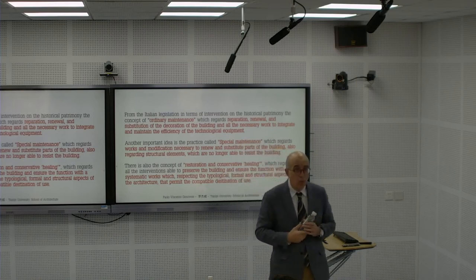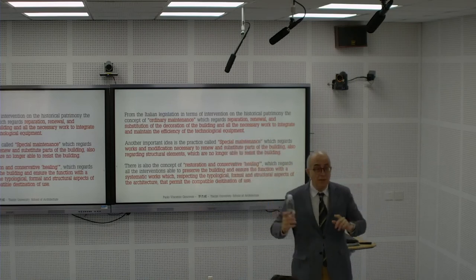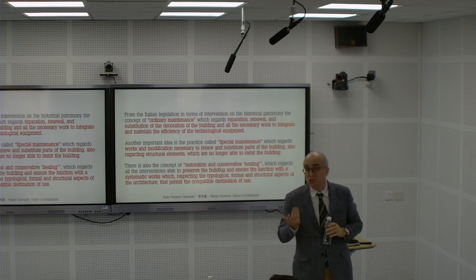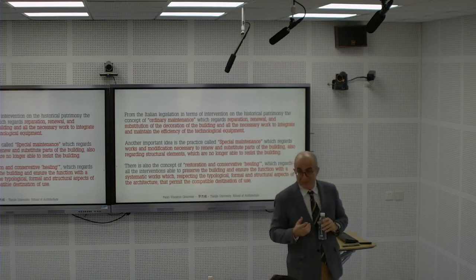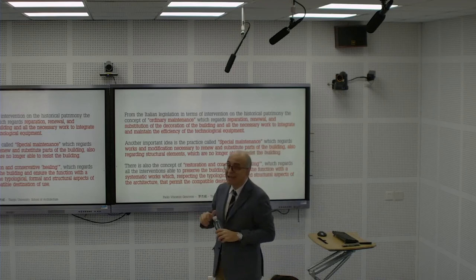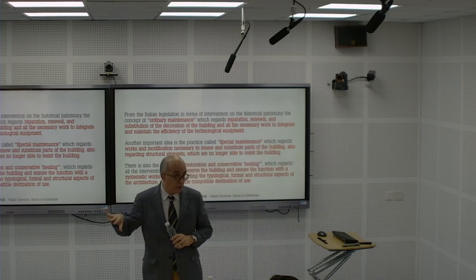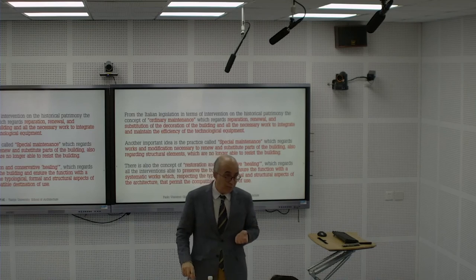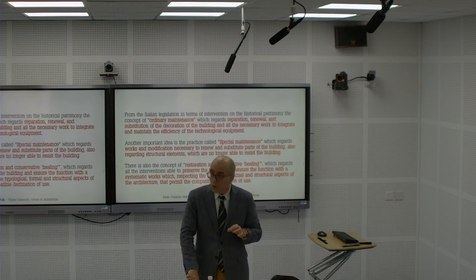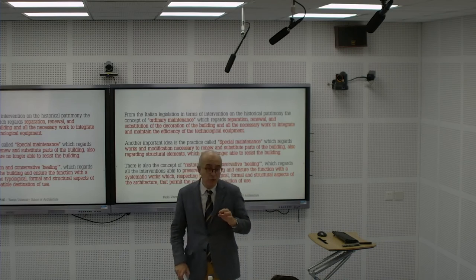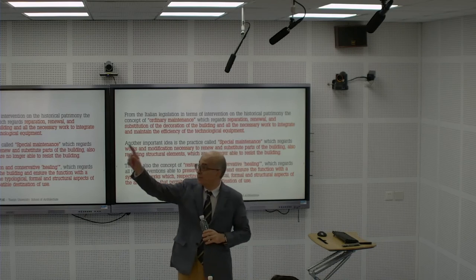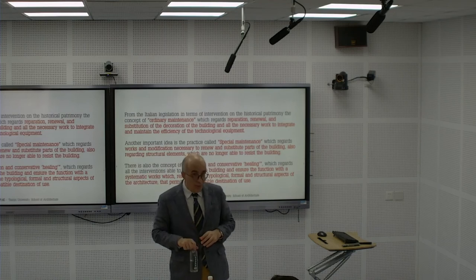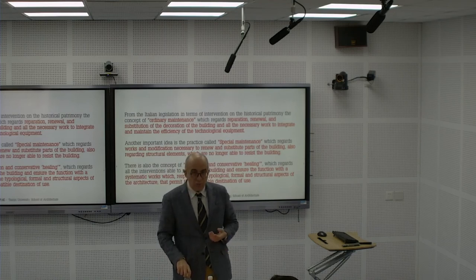Special maintenance is, for example, one main beam made of wood is broken, and you must change it. That is special maintenance. Special maintenance in Italy has a completely different regulation. You must ask permission from a special office, because this office has to agree that your intervention is suitable. Because, for example, if I have to rebuild one beam made of wood, it must be wood again. I cannot build it with concrete.